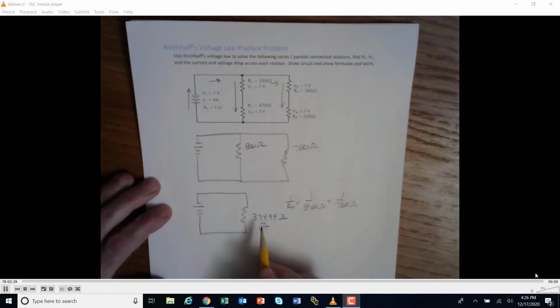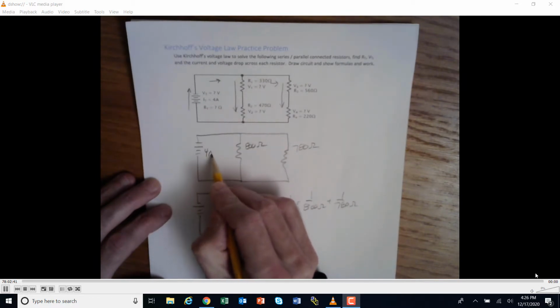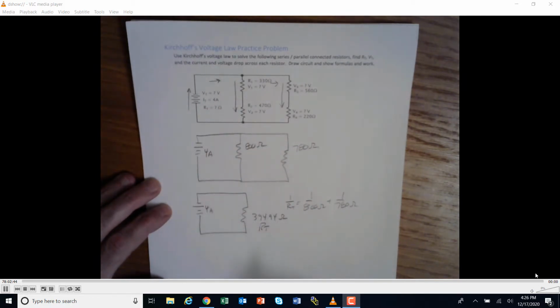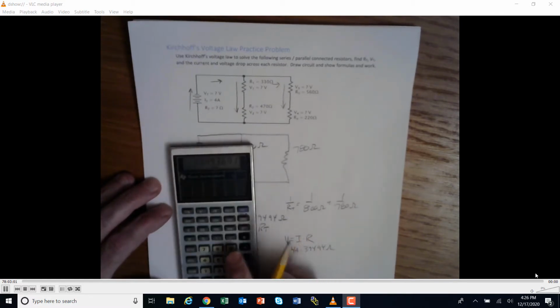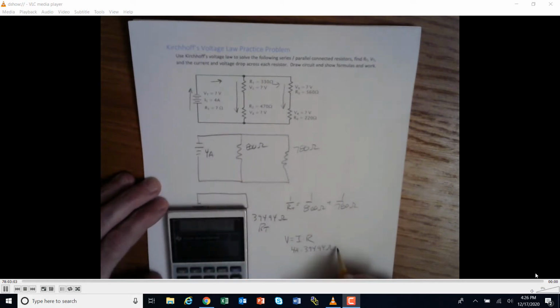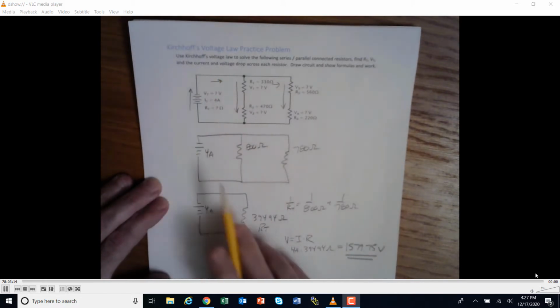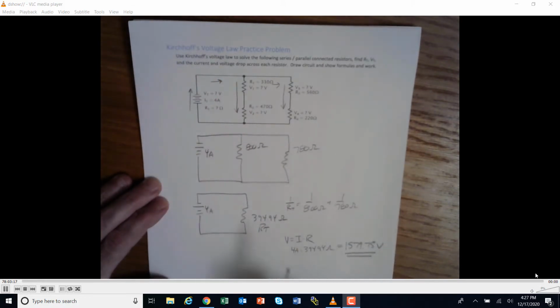And the reason why is because we knew that this voltage source was producing 4 amps. Okay, and so we need the voltage here. Okay, so voltage is equal to current times resistance. So if I come and I go with 4 amps times 394.94 ohms, if I take that times 4, I get, if you recall from the last problem, 1,579.75 volts.